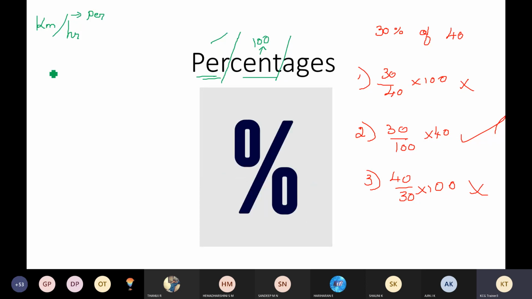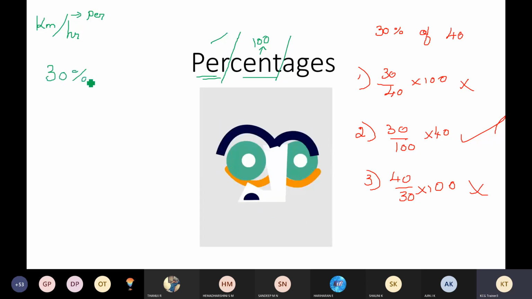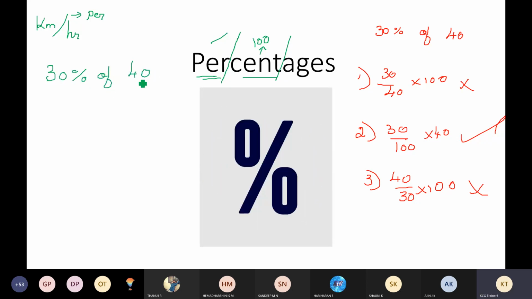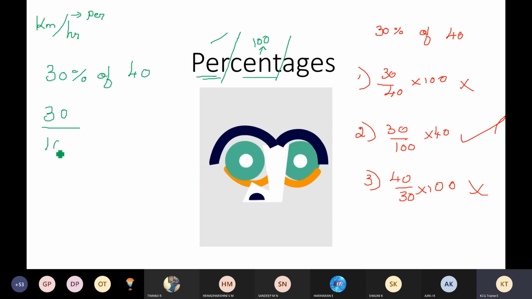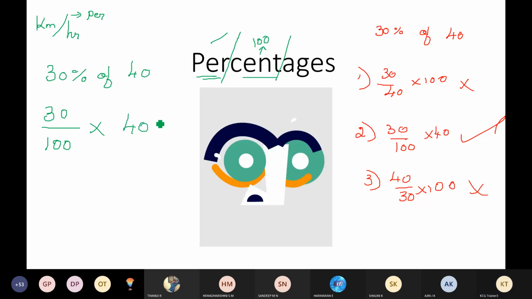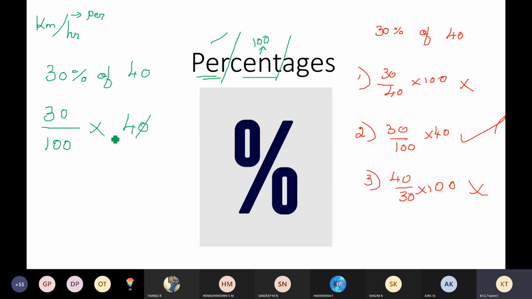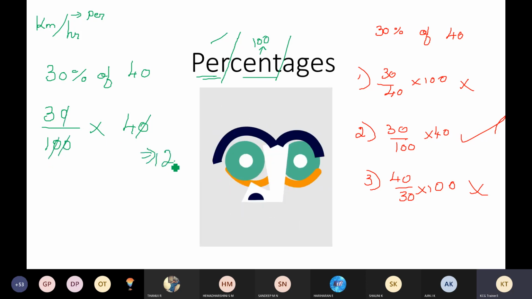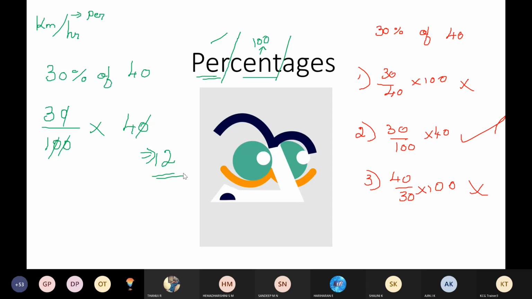So when I say 30% of 40, I mean 30% of 40. Is that clear, people? So my answer is, what is 30% of 40? My answer is 12. Very good. Yes. Are you clear with this one?